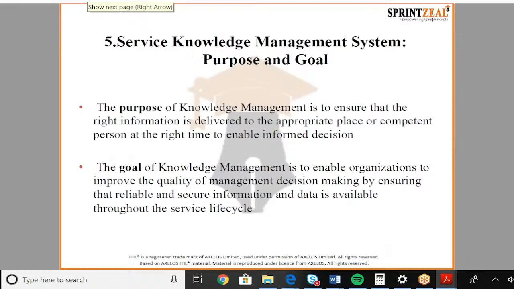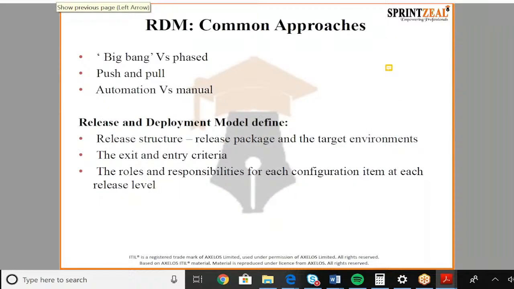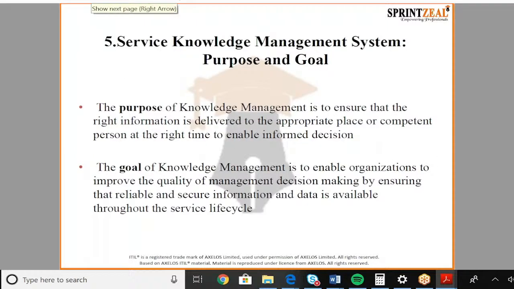So release and deployment management, pretty much straightforward. It's concerned with build, test, and deploy of a release. And it's also, let me go back. There are three different approaches to a release. Okay, service knowledge management system.